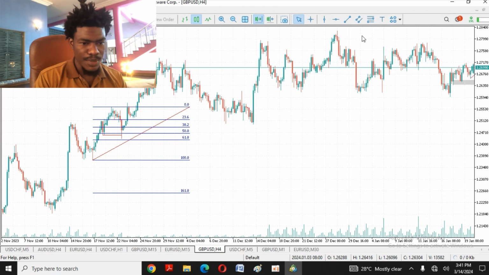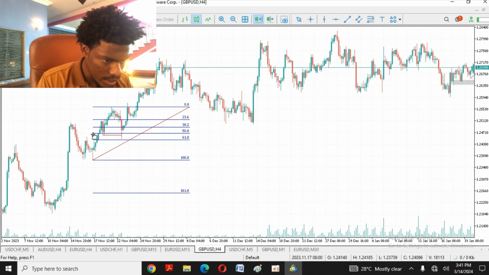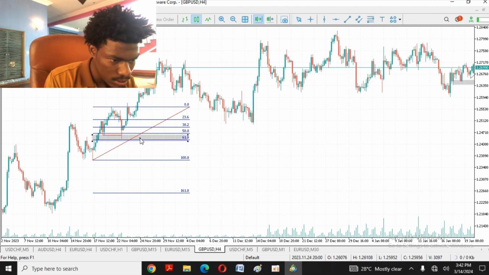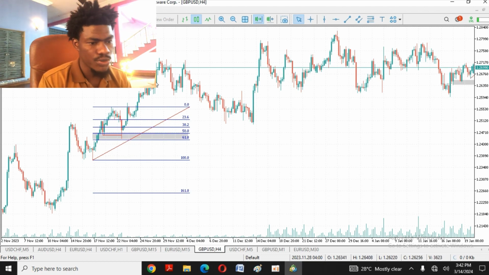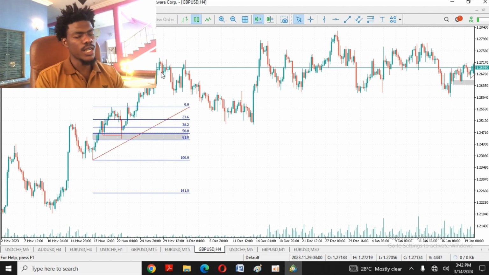So now let's mark out our 50.0 and 61.8, that area there. This is the area, 50.0 and 61.8. And guess what happened? Guess what happened? Immediately the market came into that region. So what happened? It just rejected off it. Hope you guys are understanding now.